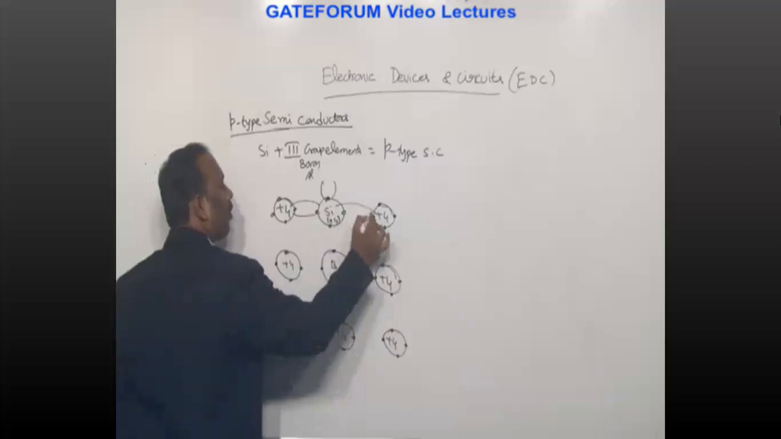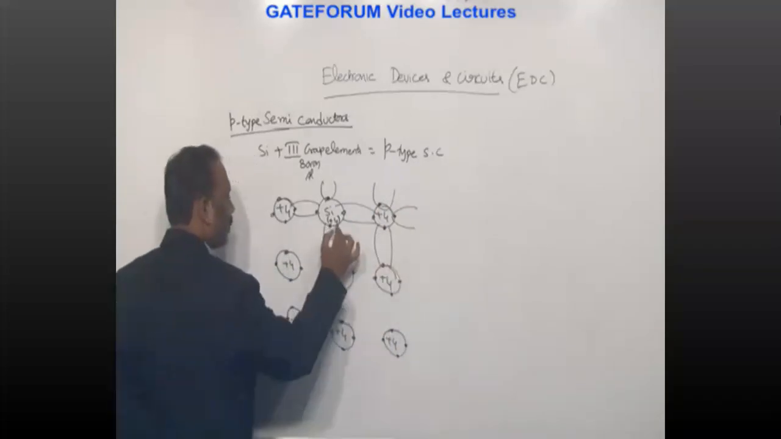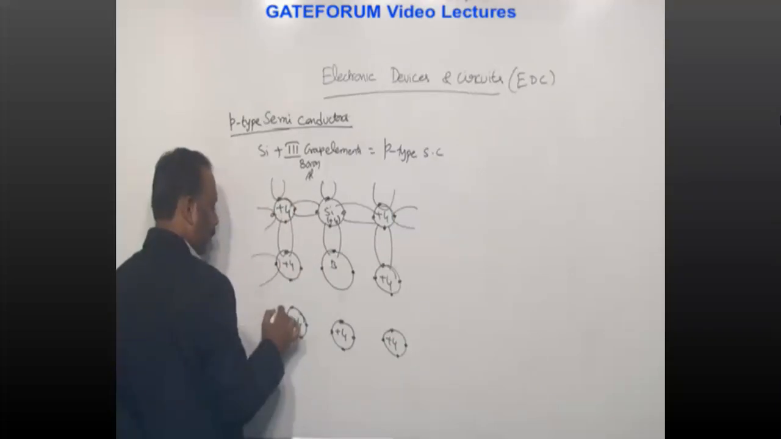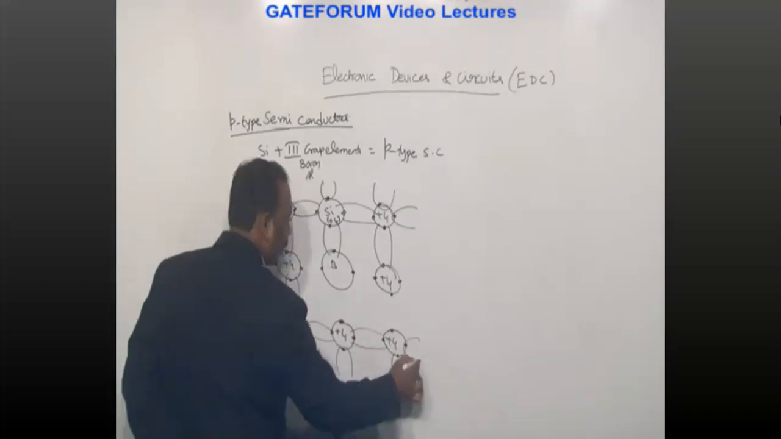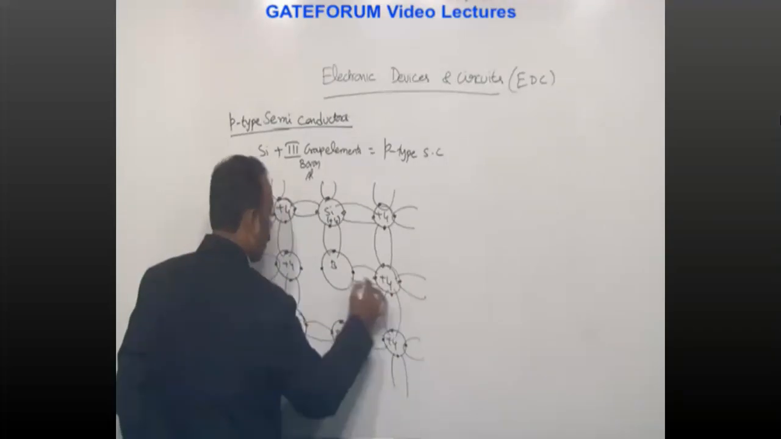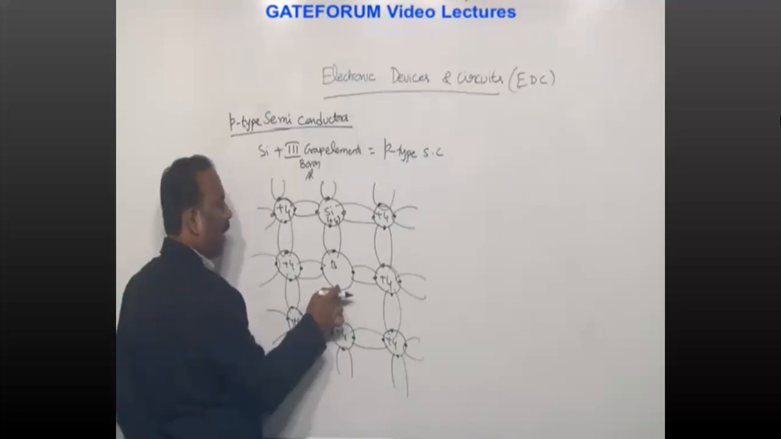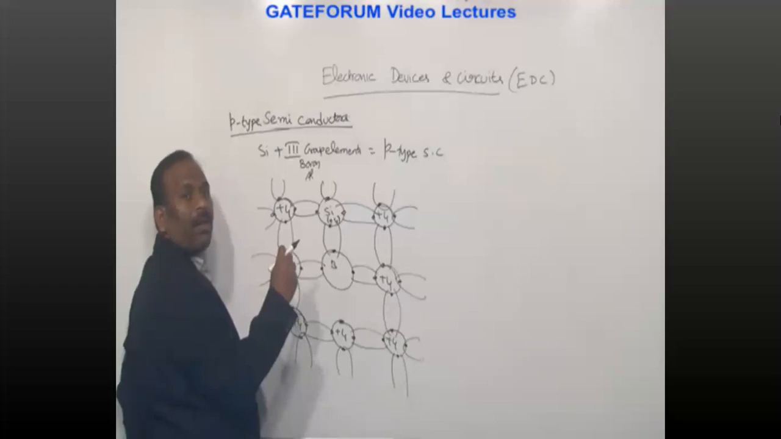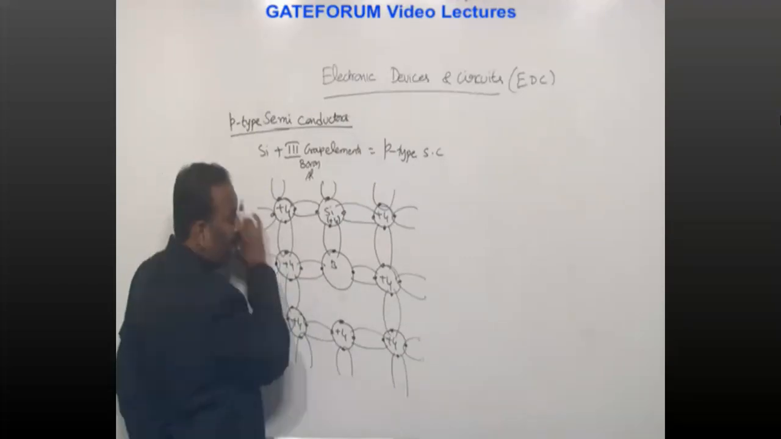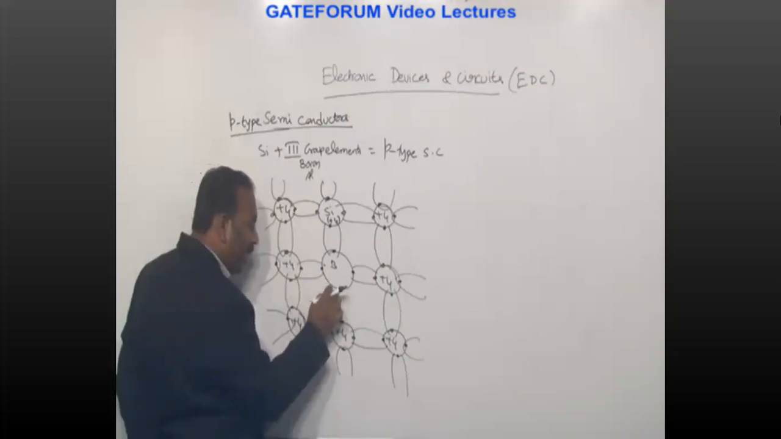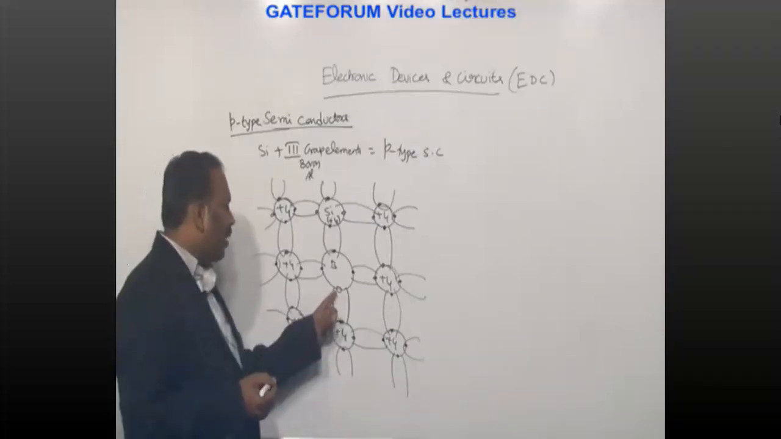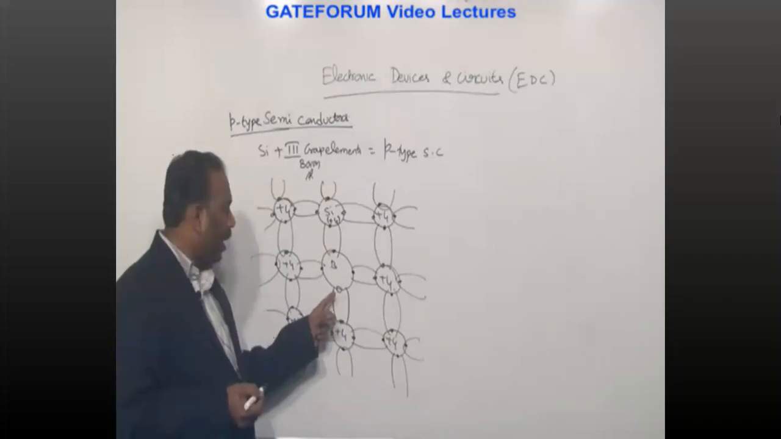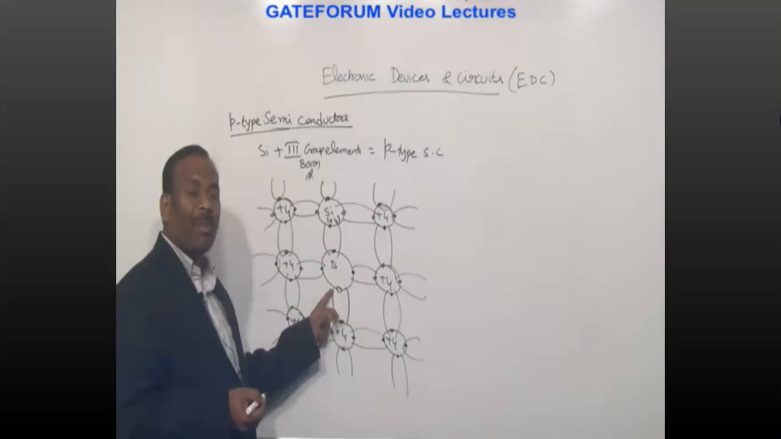Forms covalent bond, this forms covalent bond, forms covalent bond like this. Now to form a covalent bond, here an electron is required. There is a strong tendency that it will pull some valence electron from the neighboring atom. Okay? So there a hole will be created, here electron comes. That means indirectly here we are taking it as absence of electron. There is a strong tendency to form a covalent bond. Therefore, here we are taking absence of electron, that's nothing but a hole, to form a covalent bond.